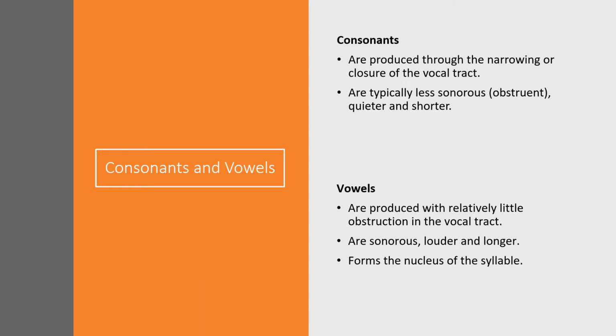So think about consonants and vowels as two major kinds of sounds. Consonants are produced through the narrowing or closure of the vocal tract. We're going to talk about that. And they are typically less sonorous. They are obstruent. That means they're quieter and shorter. So if you think about some consonant sounds, t, p, b, z, all these consonant sounds, they're short, right? Think about vowel sounds, a, e, o, right? They tend to last just a little bit longer.